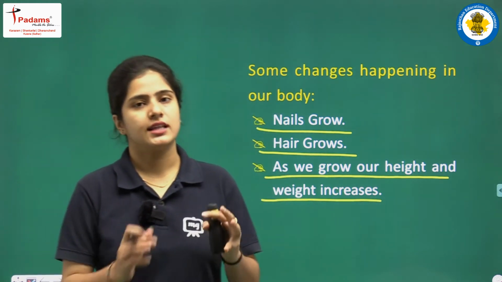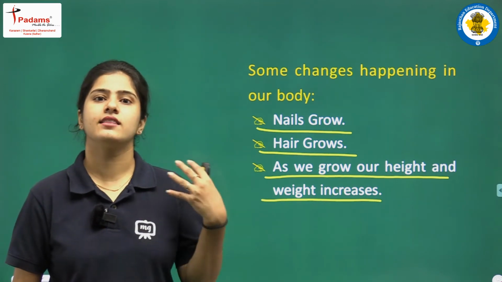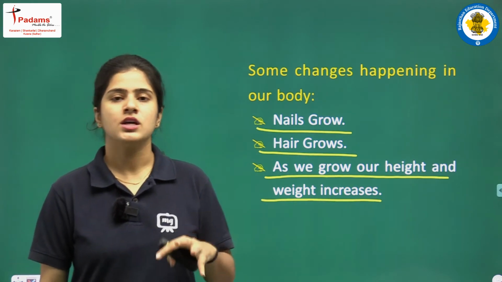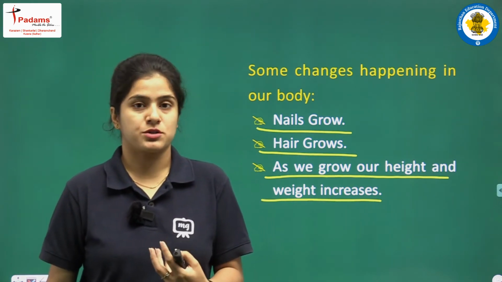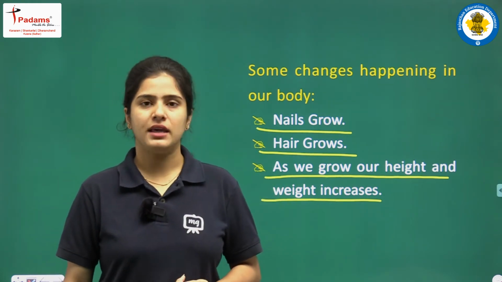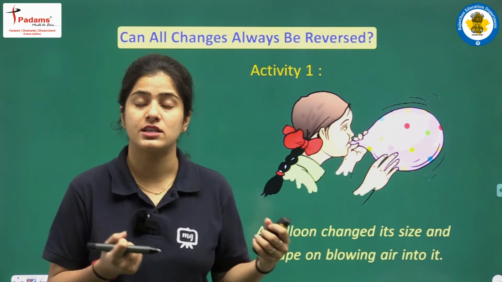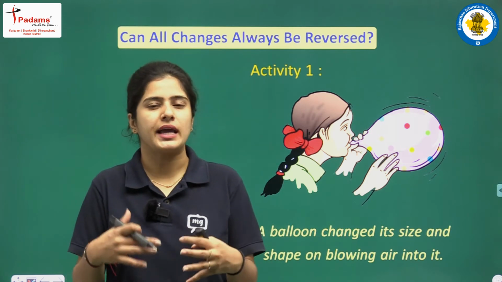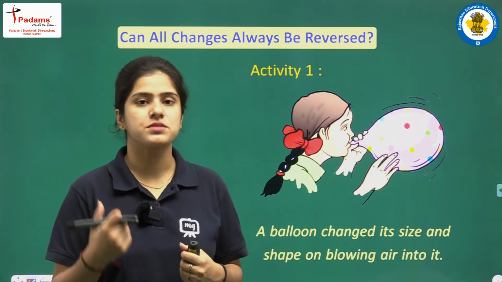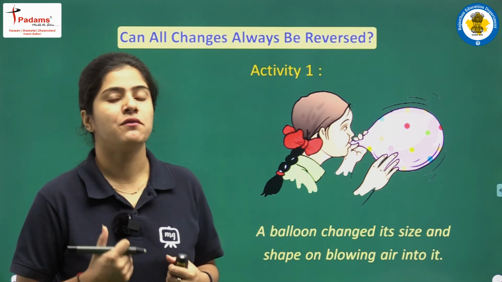All right students, these are the changes that are occurring around us, in our body, in society, in the atmosphere, in nature. So a number of changes are there. Now we'll be talking about the chapter, changes around us. Can all the changes be reversed? Can all the changes be brought back to the original position they were in? We'll be discussing and observing that, whether all changes can always be reversed.